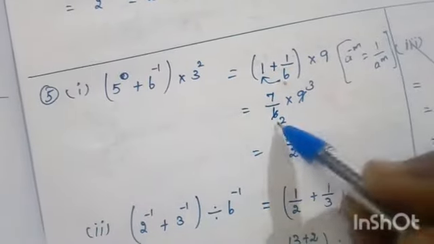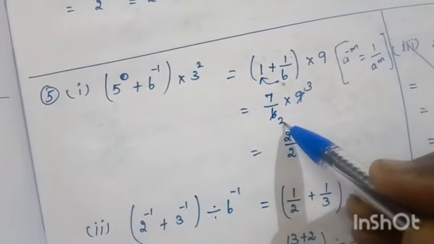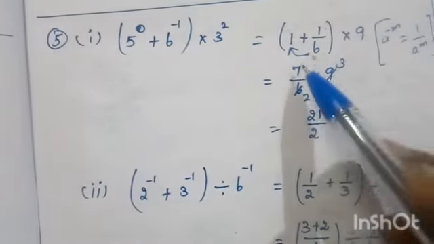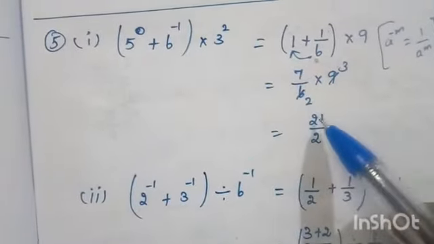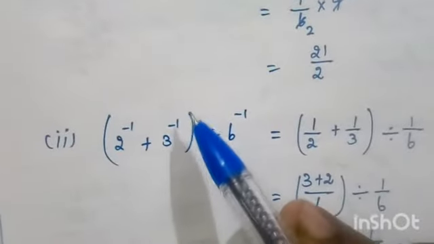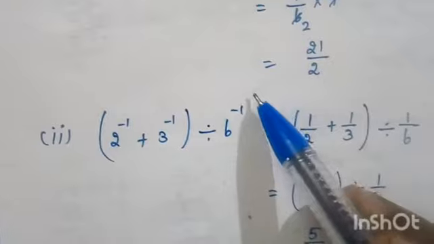For 3 into 9, now cancelling is possible. 3 table: 2 3s are 6, 3 3s are 9. So that is equal to, after cancelling, we have 7 3s are 21 by 2. The second problem: 2 power minus 1 plus 3 power minus 1 divided by 6 power minus 1.